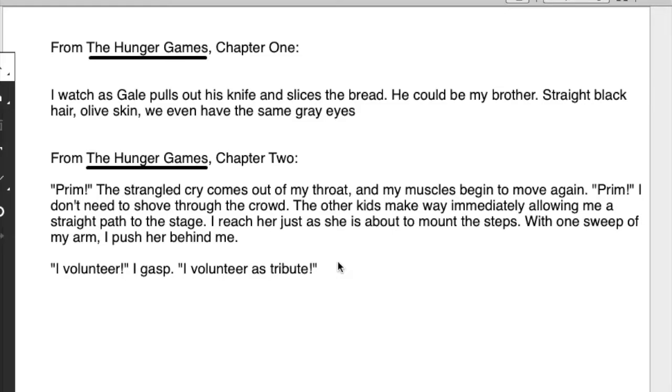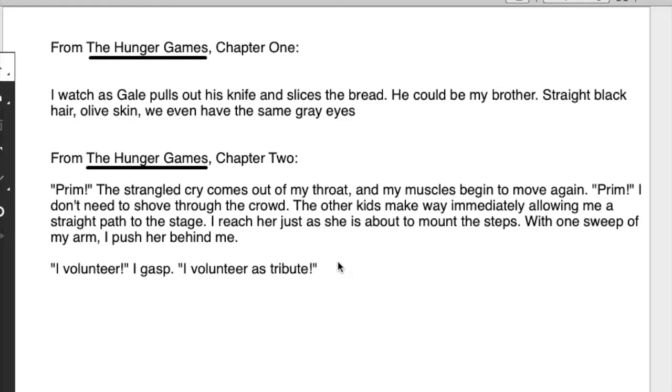So this is an indirect characterization example because we see some action from Katniss, and we are able to discern some information about her character based on this action. This one says, "Prim. The strangled cry comes out of my throat and my muscles begin to move again. Prim. I don't need to shove through the crowd. The other kids make way immediately, allowing me a straight path to the stage.